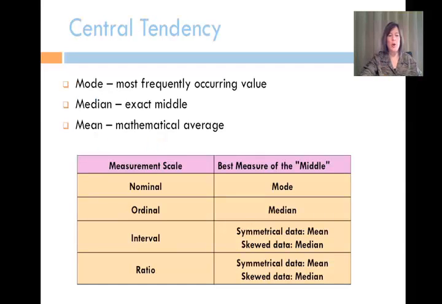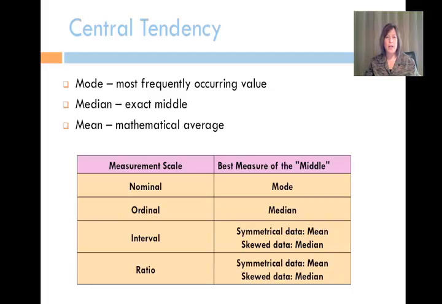You have probably heard of these words before, I would certainly imagine. Central tendency is an estimate of the center of a distribution of values. There are three major types: the mode, the median, and the mean.